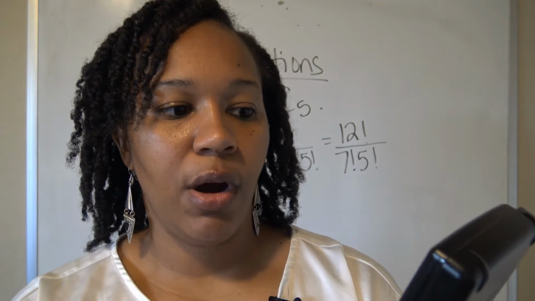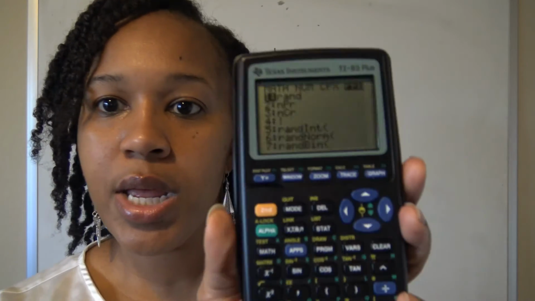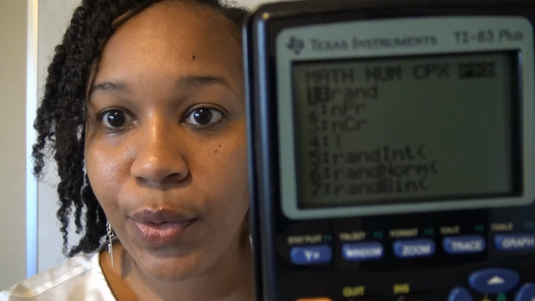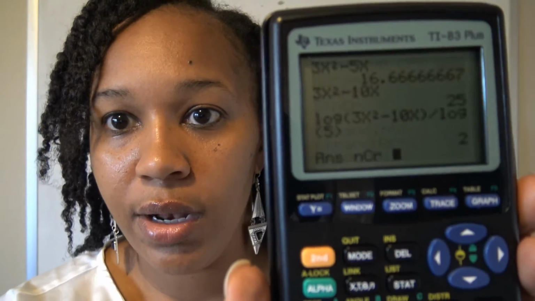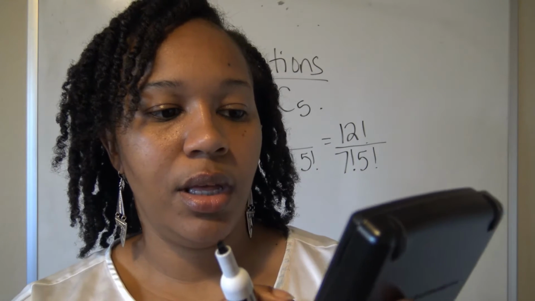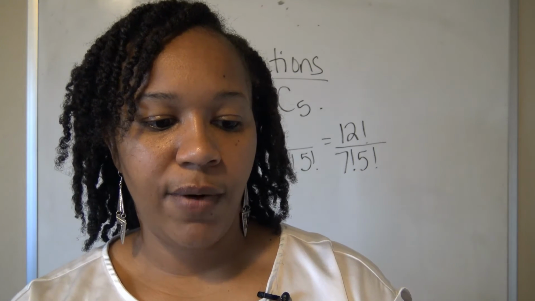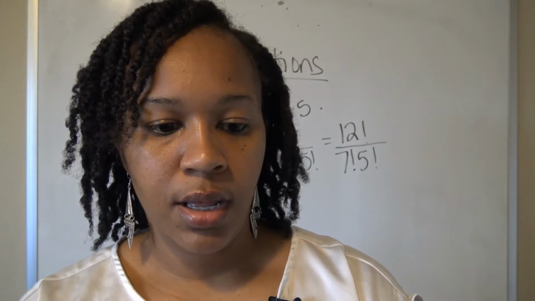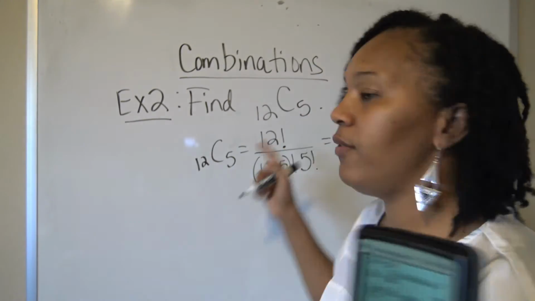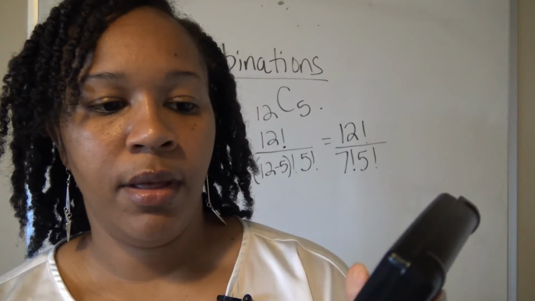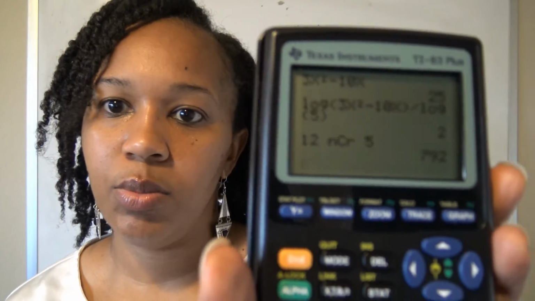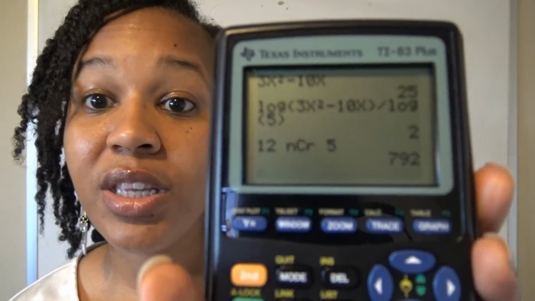So scroll to PRB and then number 3. Number 2 is the permutation one, you can see, and number 3 is the combination one. So I'll hit number 3. And so I put the 12 first and then the combination. Then you will put the r, which is the 5, second, and it'll give you your answer. So 12, the combination symbol, and then 5, and it gives me 792.